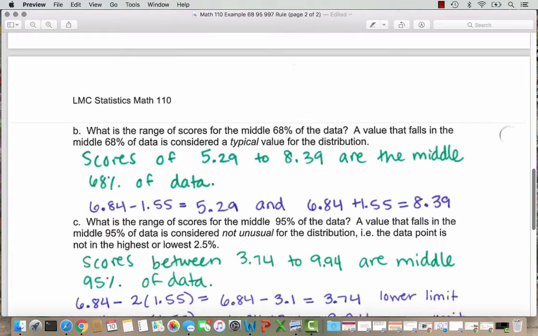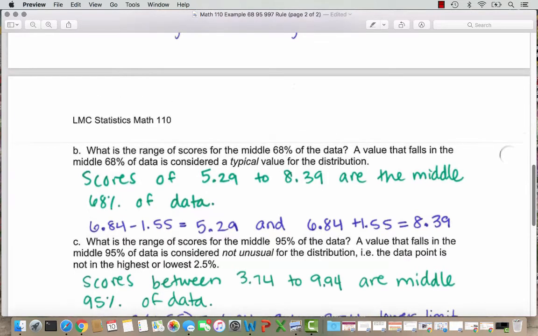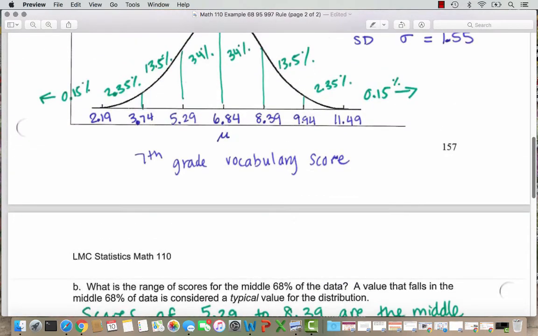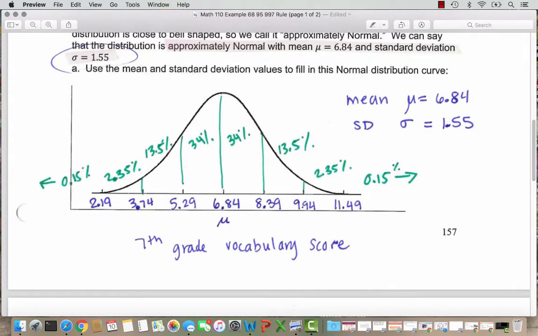Question C asks us to find the range of scores for the middle 95% of data. And so these are the values that we say they're not unusual. We're not in the highest or lowest 2.5%. So we look at our distribution here, and following our labeling, if we go down 2 standard deviations, that's a vocabulary score of 3.74. And if we go up 2 standard deviations from the mean, that's a vocabulary score of 9.94. So quite a range. Vocabulary scores from 3rd grade all the way up to 9th or 10th grade.